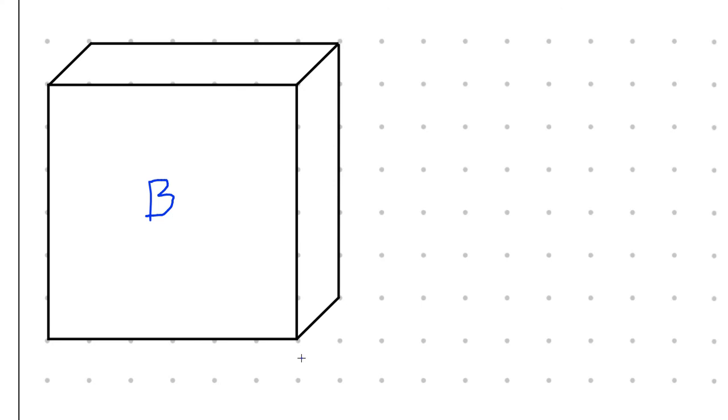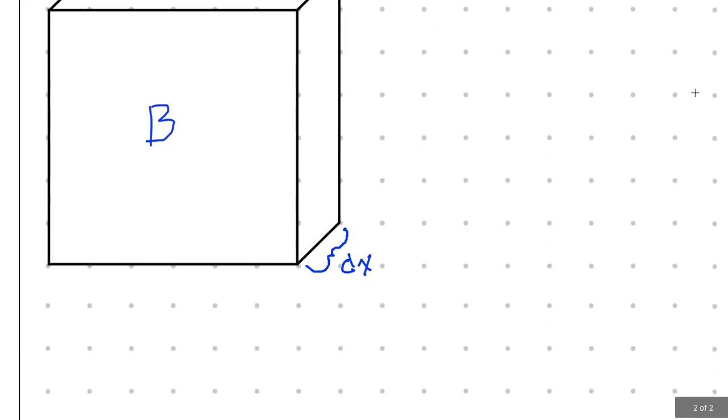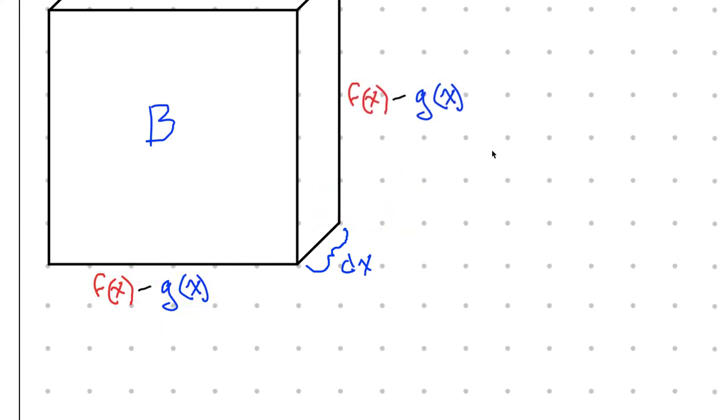All right, what was the thickness of B? This thickness right here. This is dx. And if it was perpendicular to the y-axis, it would have been dy. What about this? I'm going to call it the length here. What was the length up above? Say it louder. f of x minus g of x, yes. And what about the side, or the height? Height is the same thing, so we can label it f of x minus g of x. And I should really be labeling the dx in another color, like yellow or something.